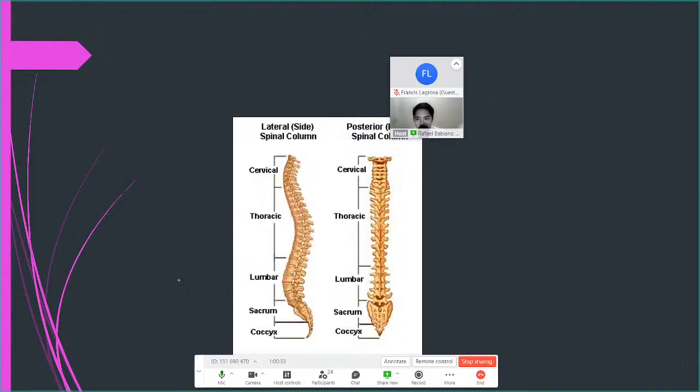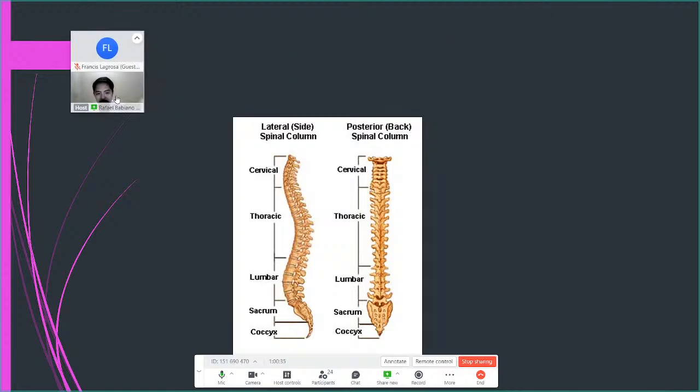So, another picture for your vertebra. Same as here. This is the anterior view, seen from the front. And this one is the posterior view, not anterior. And this is the lateral view. Alright.